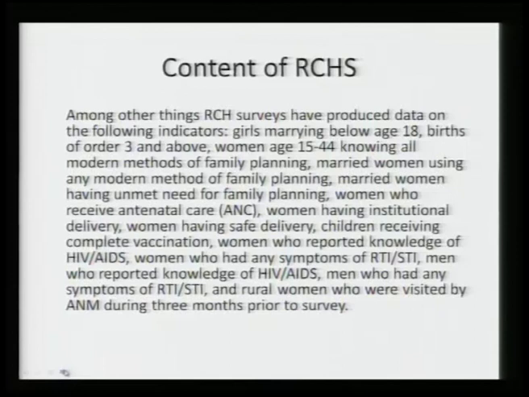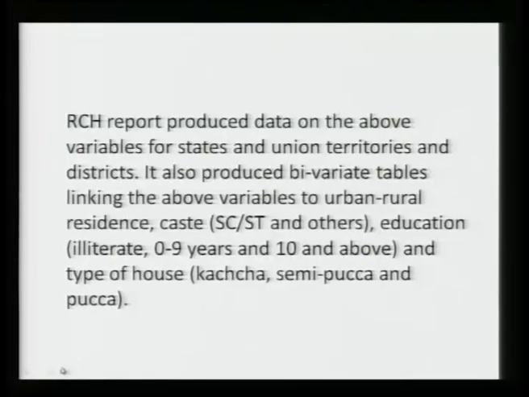then among men symptoms of RTI, STI, and rural women who were visited by ANM during 3 months prior to the survey. The RCH report produced data on the above variables for states and union territories and districts. District was the main concern. It also produced bivariate tables linking the above variables to urban rural residence, caste, scheduled tribe and others, education. 3 categories were made: illiterate, 0 to 9 years education, 10 and above. This 10 and above is very interesting.